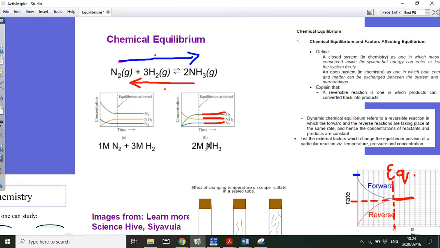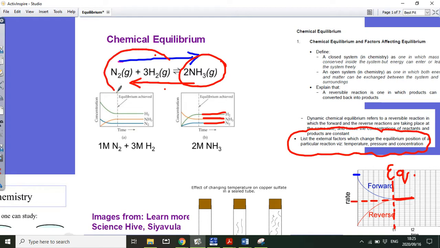So now we're going to look at the different things that can affect equilibrium, the equilibrium position. Now, what do we mean by equilibrium position? If we're going to favor the forward reaction, we favor the product side. If we're going to favor the reverse reaction, we favor the reactant side. So you're going to look at how these things affect the equilibrium, and we're going to use Le Chatelier's principle to explain these changes in the equilibrium.